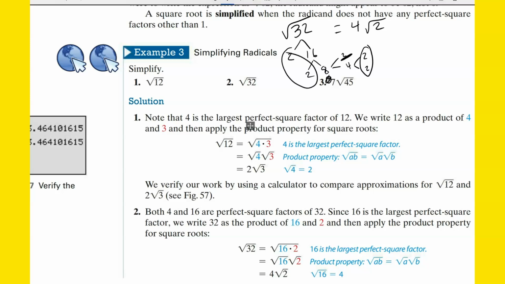So this pair of 2's comes out as a 2. This pair of 2's comes out as a 2. That means on the outside I have a couple of 2's out there. They're going to multiply together and get 4. And on the inside I still have that one extra little 2 left over.